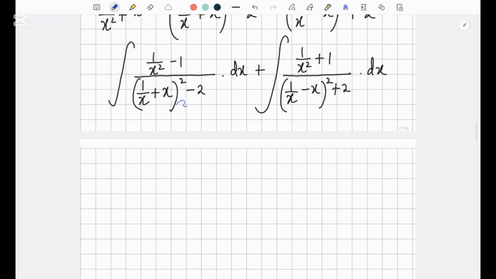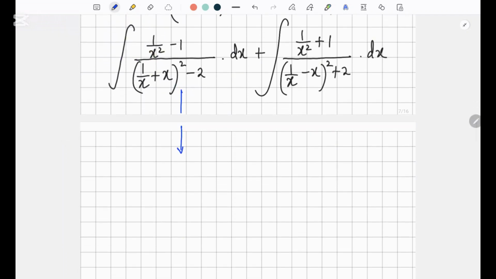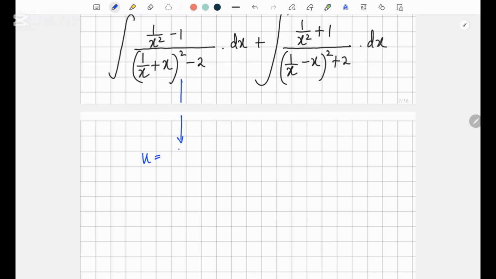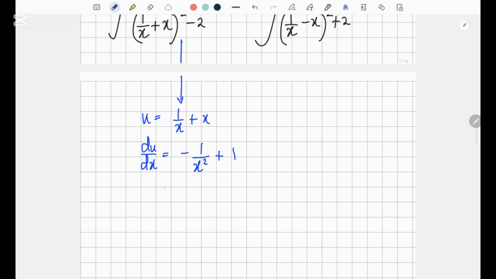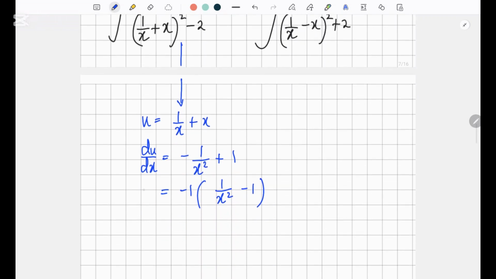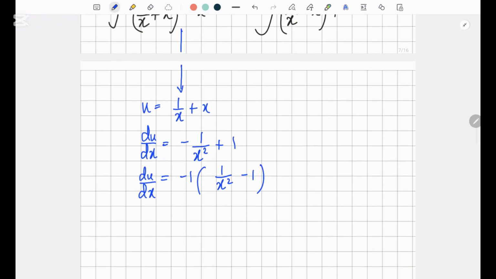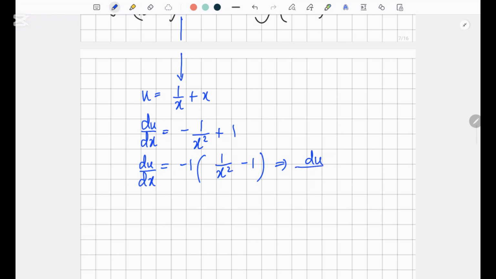And now, let's focus on the fraction we have on the left side. So I'm going to take a substitution of u equals 1 over x plus x. So du over dx is minus (1 over x squared plus 1), right? If you factorize minus 1 out, it would give you (1 over x squared minus 1). So du over dx equals minus (1 over x squared minus 1). You could write du over (minus (1 over x squared minus 1)) equals dx.